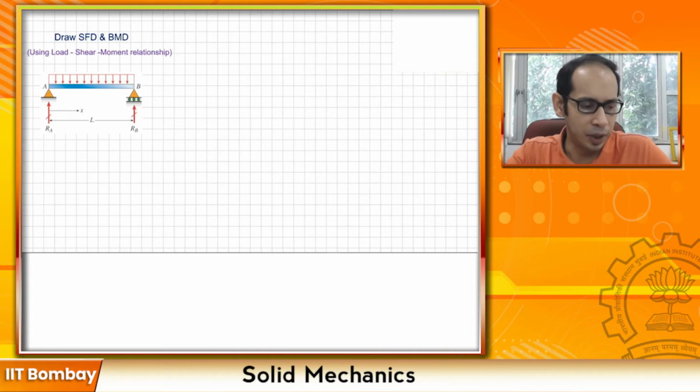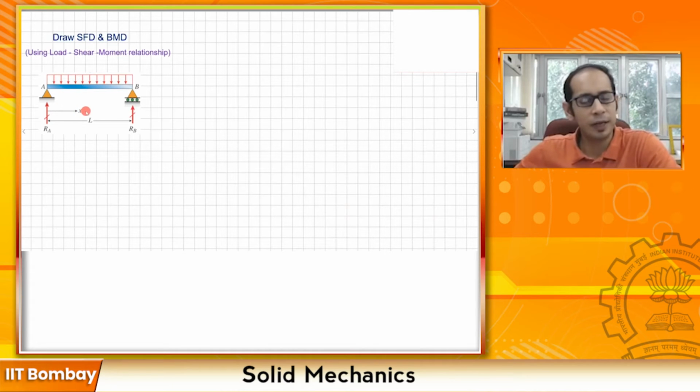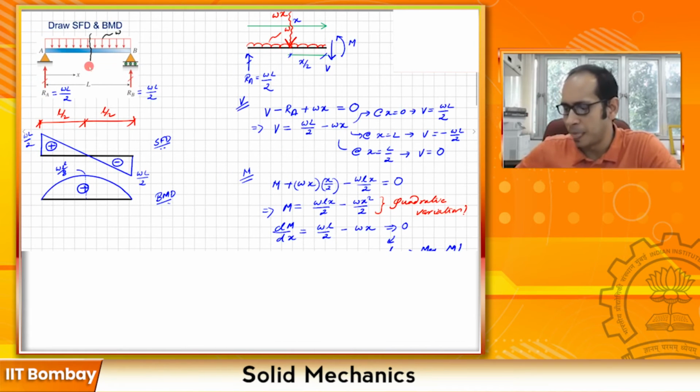So let's go ahead and look at the first example, this one over here. You might remember this problem, we had done this previously using the method of sections. We took a section at a certain distance X and derived the shear force diagram and the bending moment diagram. The shear force diagram was linear, and the bending moment diagram was quadratic. The bending moment was maximum where the shear force was 0, and that was at a distance of L over 2, right? So we have solved this problem using the method of sections.